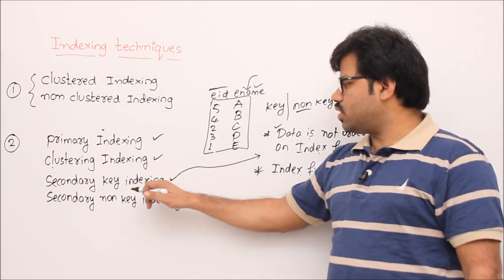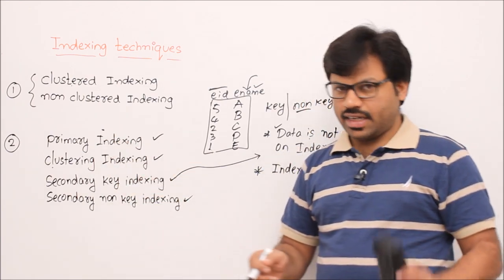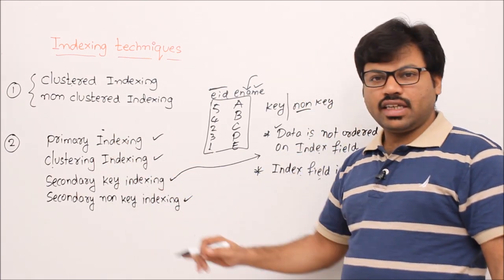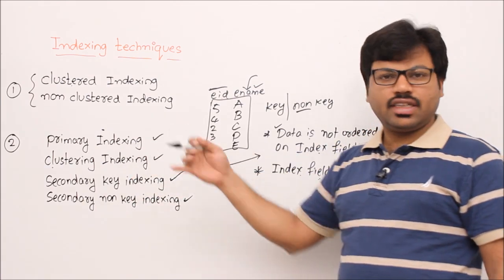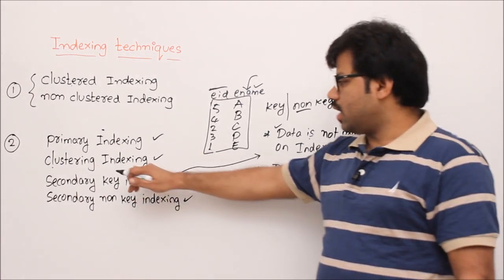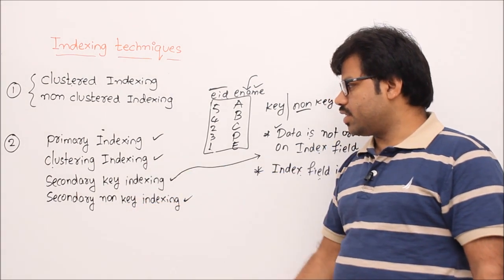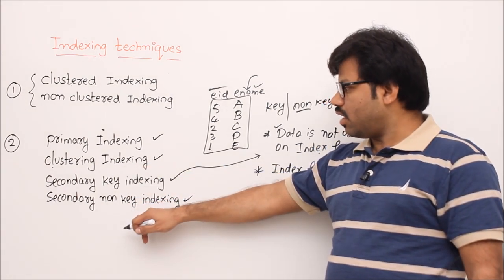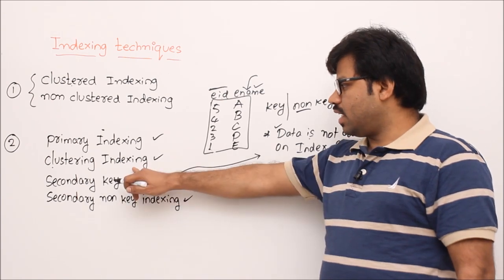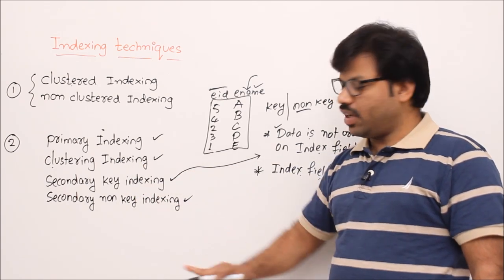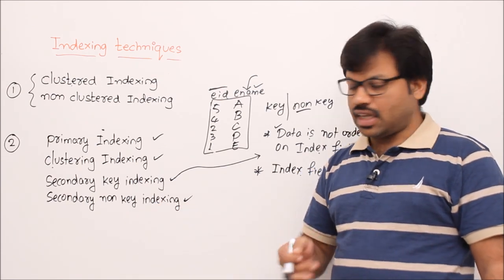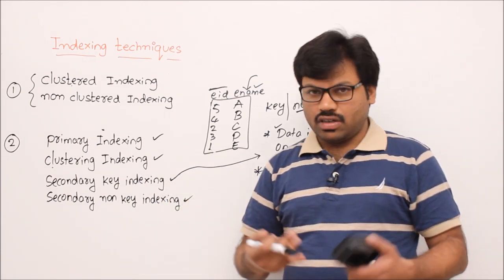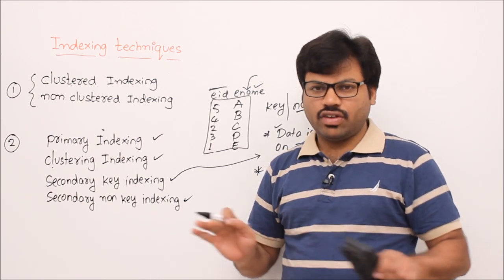What is the difference between these two? In primary indexing data is ordered. In secondary key indexing data is not ordered on key field, but in primary indexing data is ordered on key field. Now clustering indexing versus secondary non-key indexing, both are indexes on non-key field, but in clustering indexing data is ordered on non-key field, and in secondary non-key indexing data is not ordered on non-key field. That is the only difference.